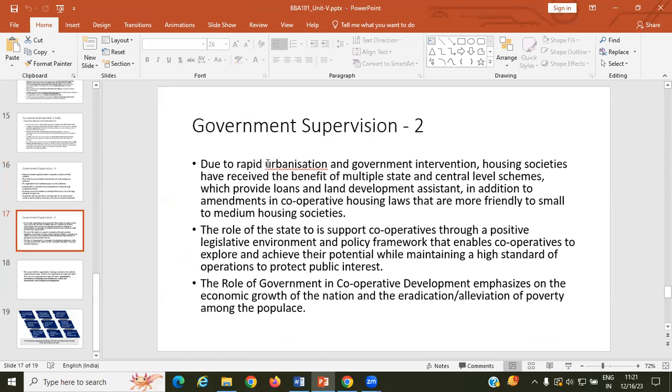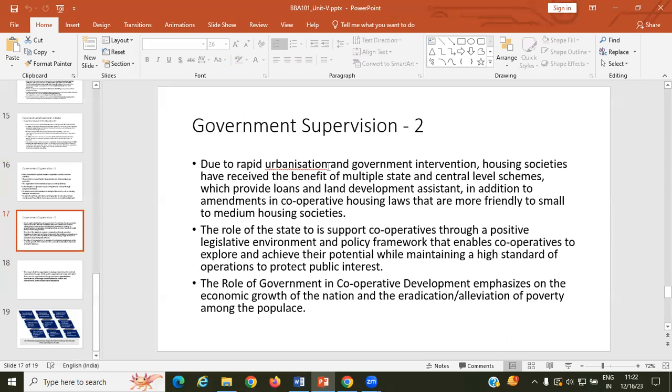There is one word written here, urbanization. What is urbanization? In city area, in a modern area, you are seeing there are a number of houses, industry, roads. There are a lot of infrastructure construction works going on because people are moving to urban areas, so they are working there. The urbanization and government intervention. So if that is happening, then government is intervening in many areas.